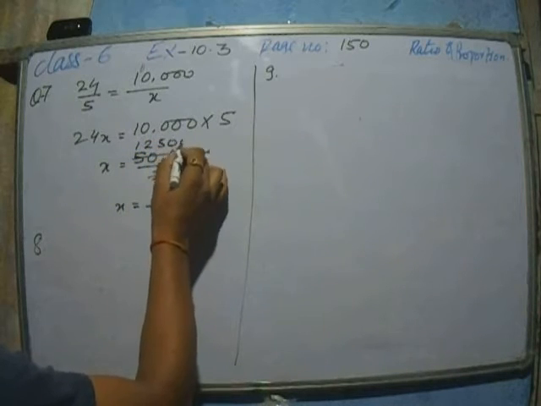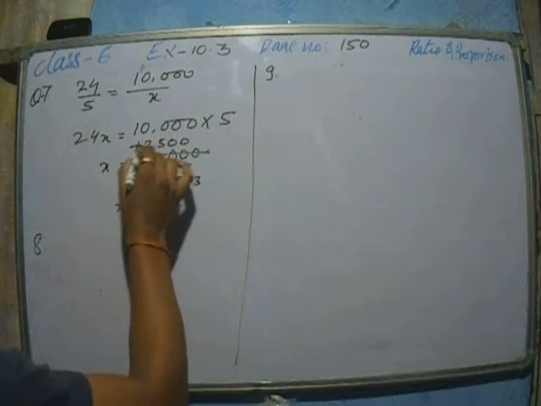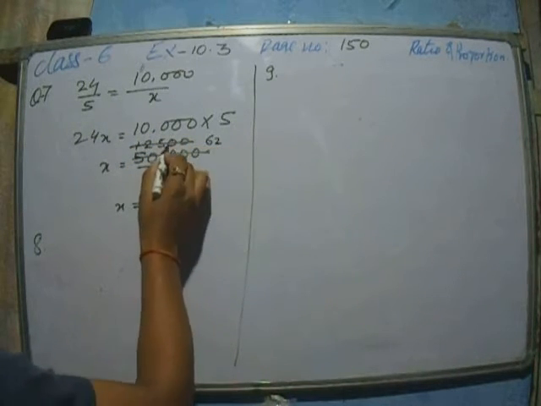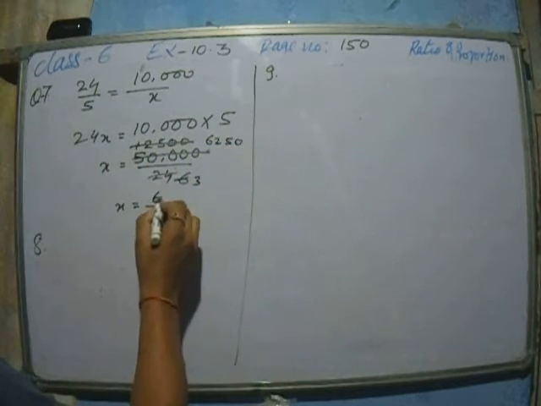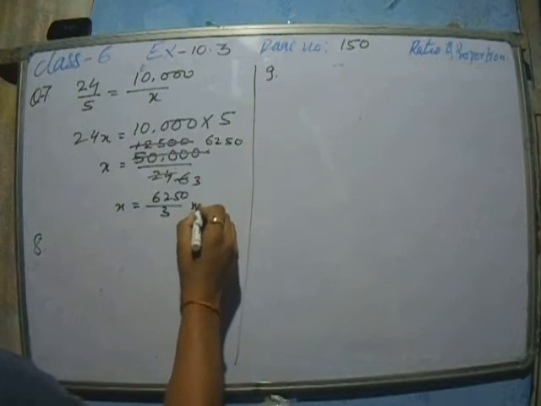Then 0 0. Okay. Then again it is divisible by 2. 2 3 is 6. Then 2 6 is 12. 2 2 is 4. Okay, from here 1 carry, 2 5 is 10, then 0. So here 6,250 by 3 minutes.